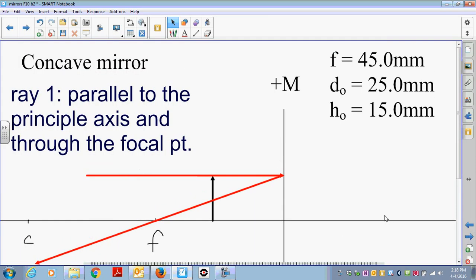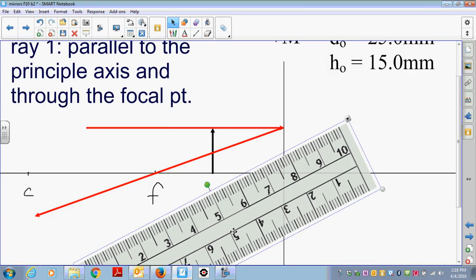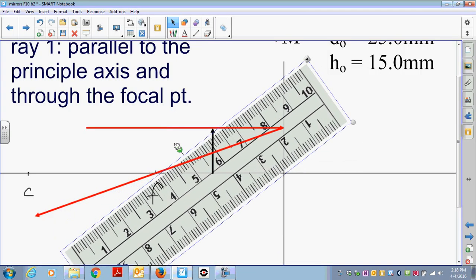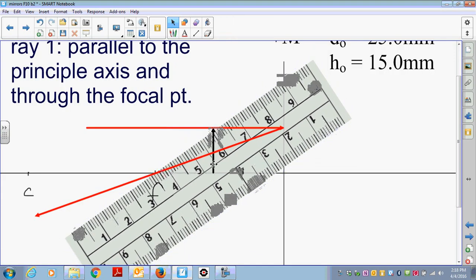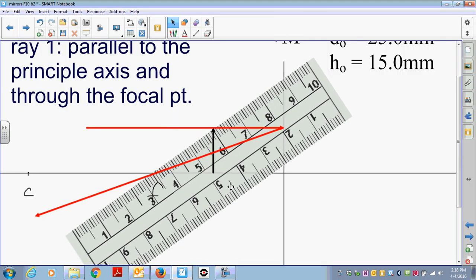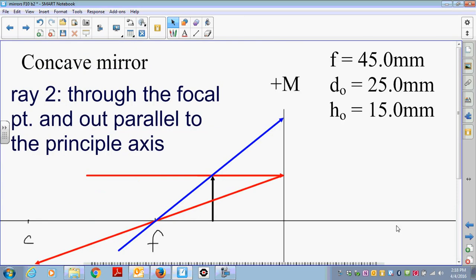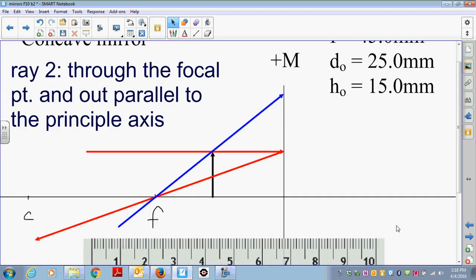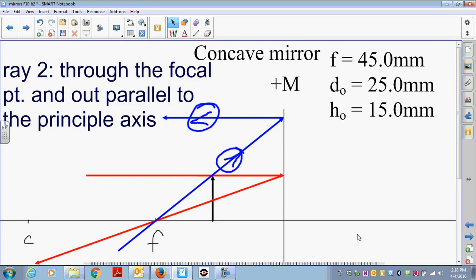Okay, next ray is going to be through the focal point out parallel. So notice here, we're going to take our ruler, line it up with the focal point and our object, and draw a line through the focal point and the top of the object as shown right here. Next, we have it come out parallel. So you take your ruler, line it up, and just draw a parallel line out, as you can see here. And here you can see the ray that goes in and the ray that comes out.